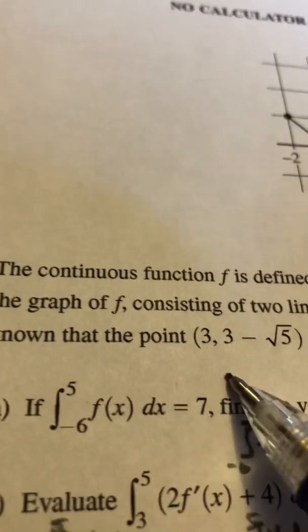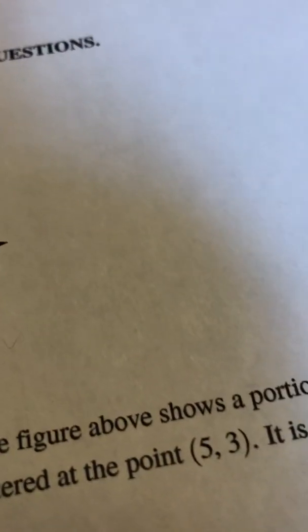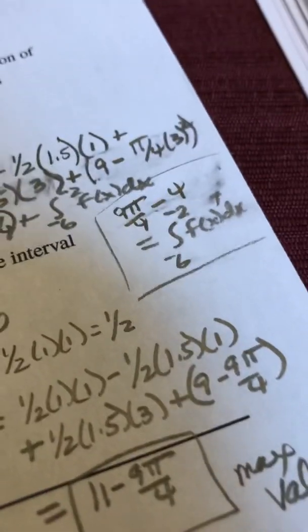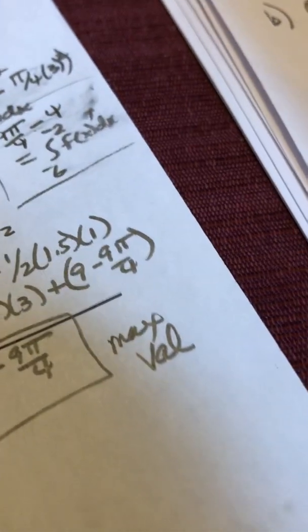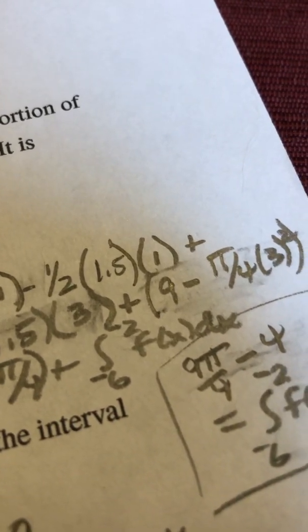They said 3 comma 3 minus rad 5, because we're going to have to use it right here. We're going to have 2 times f of 5, which looking at our graph is 0, minus f of 3, so minus 3 minus rad 5, plus 4 times 2.